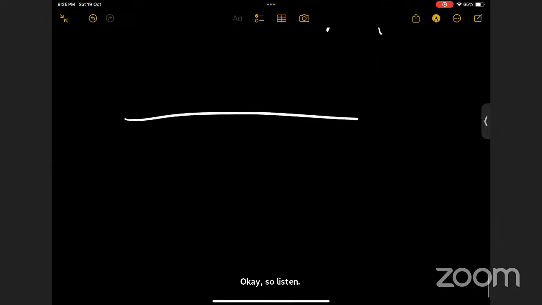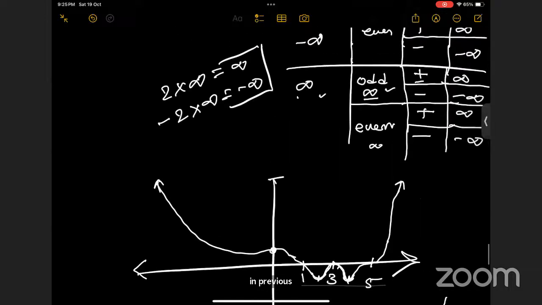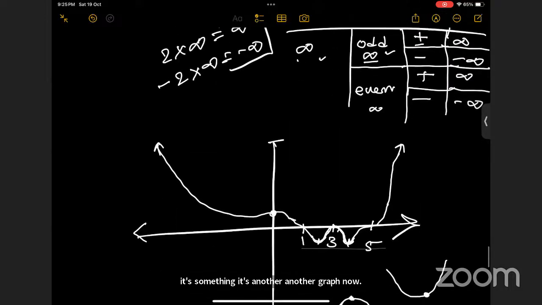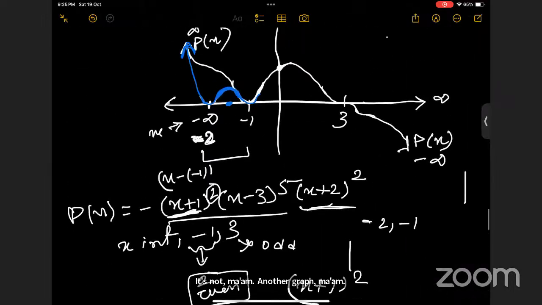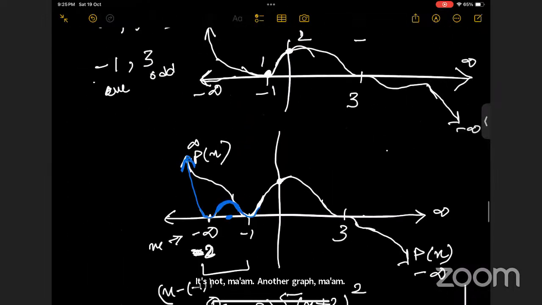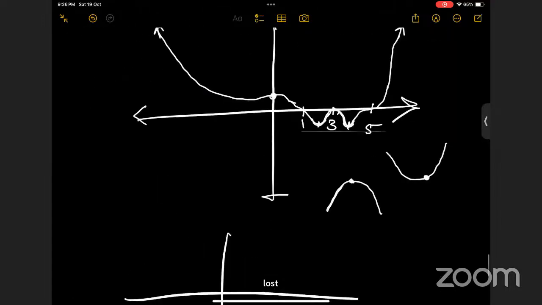Ma'am, in the previous graph there is a point on the negative x-axis, another turning point, right, ma'am? In the previous graph, it's not, ma'am. It's another graph, ma'am. The one you showed last time. This graph, ma'am? Yeah, this is the last graph.